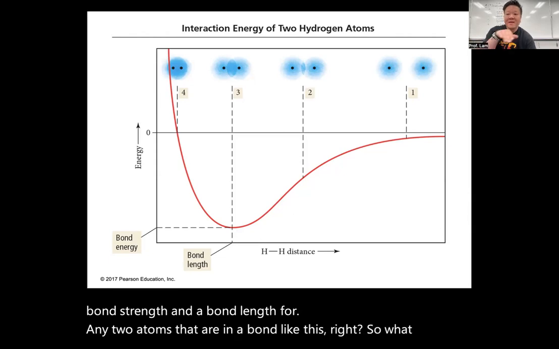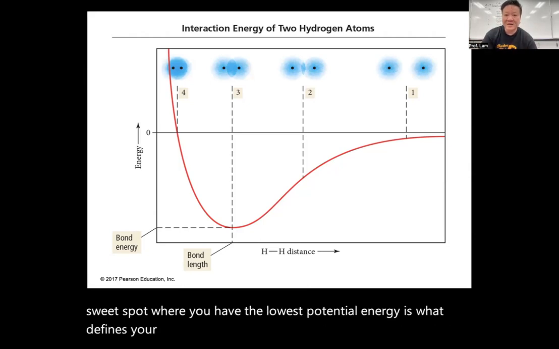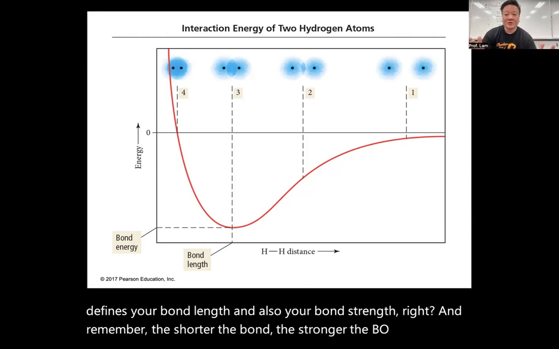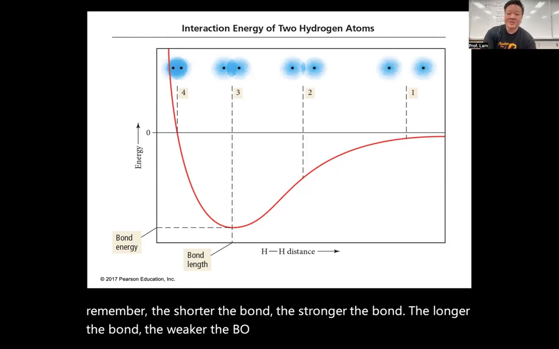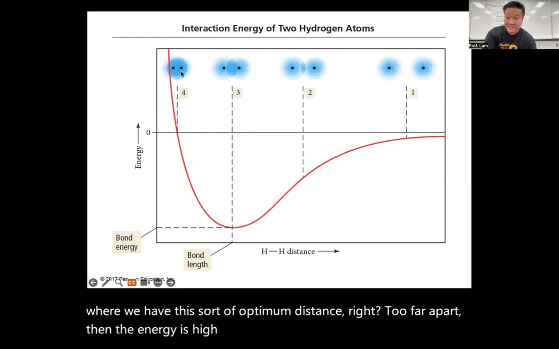So that sweet spot where you have the lowest potential energy is what defines your bond length and also your bond strength, right? And remember, the shorter the bond, the stronger the bond; the longer the bond, the weaker the bond. So in picture 3 here, that's where we have this optimum distance. Too far apart, then the energy is high. Too close together, then the energy is high. But here's the sweet spot.